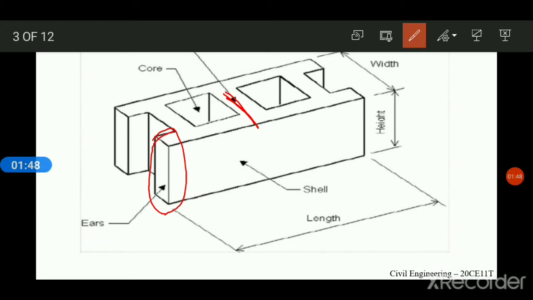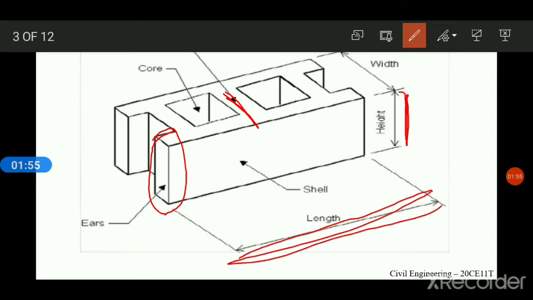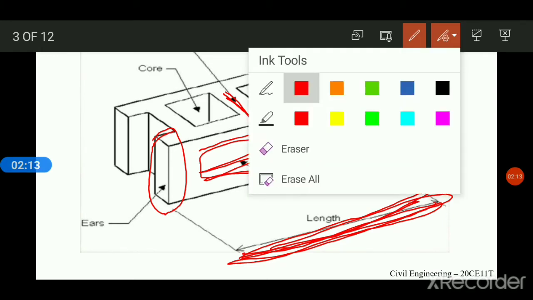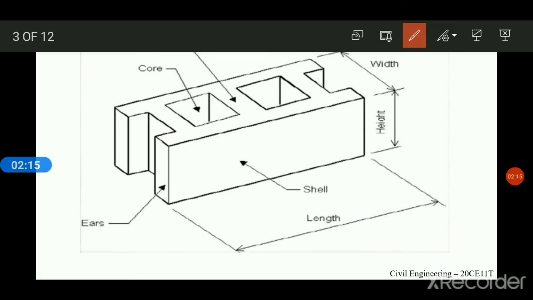So this will be the height, it is mentioned here, height and length. The plane surface is called shell, and this will be the width. So width, height, length, and this is ears, this portion, and this portion shell.